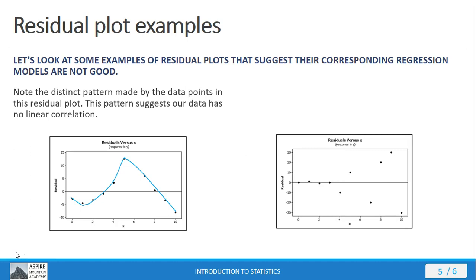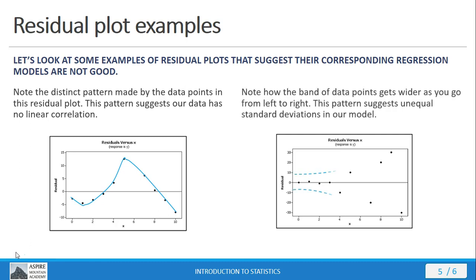Another thing we don't want to see is where you've got a band of data that gets wider or narrower as you go from left to right, like you see here. So notice how these data points are following a band, and the band is actually getting wider as you go from left to right. This suggests that unequal standard deviations are at play in our model. And we don't want that because that doesn't make for a good model.